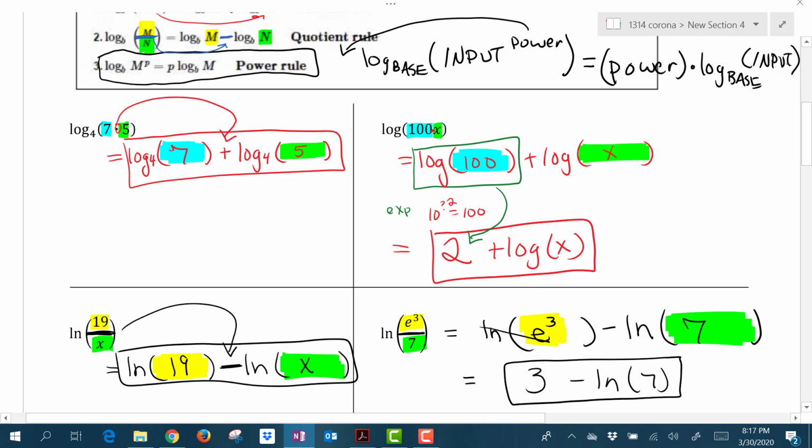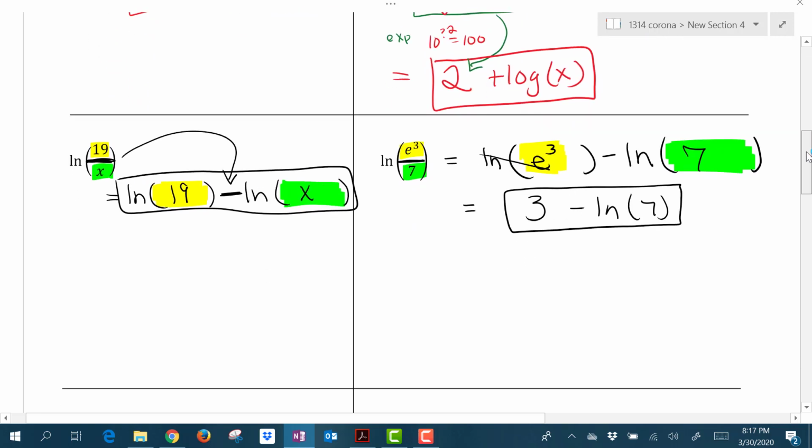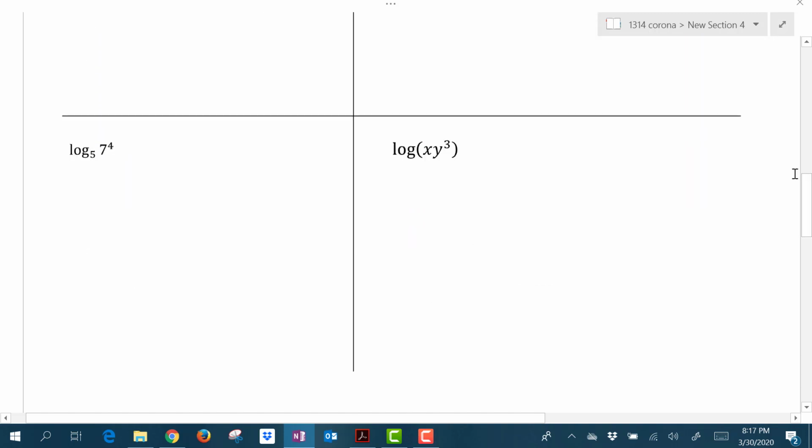So this is what we call the power rule. If everything inside the log is raised to exactly the same power, then we are allowed to multiply that power out front of the log, and what will remain inside is just the original input. Alright, so let's look at two examples of using the power rule.